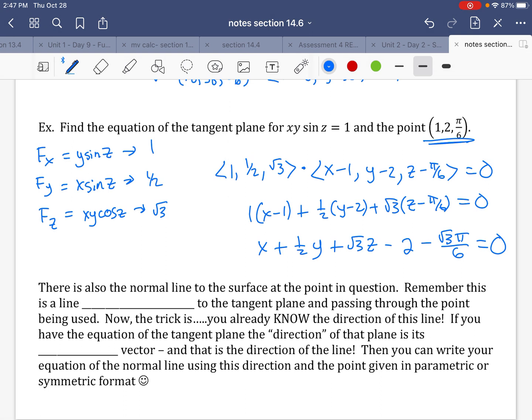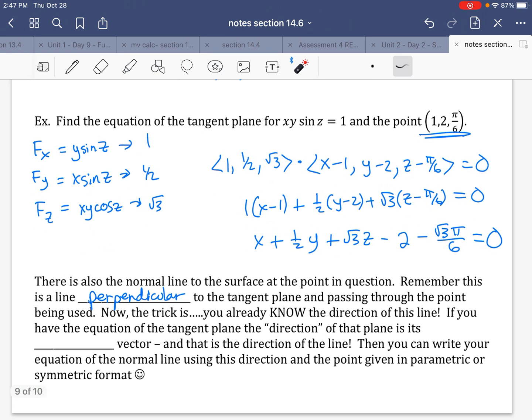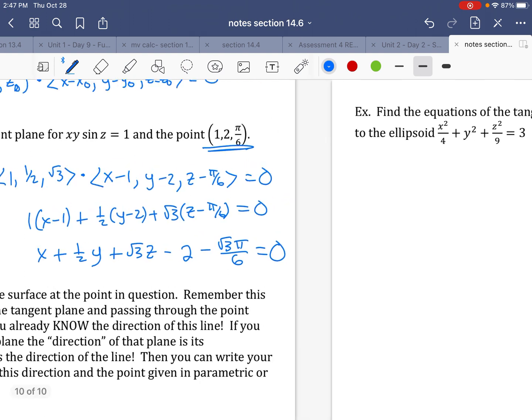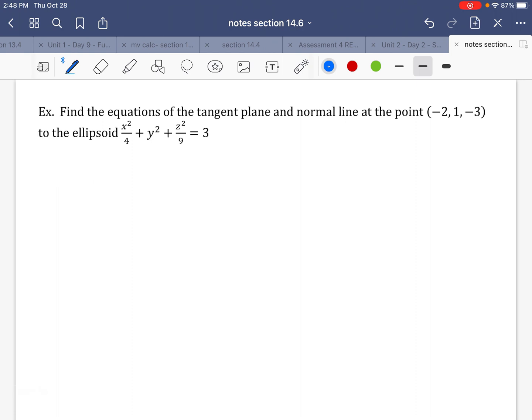All right, so there's also a normal line to the surface. Okay, so you have a tangent plane and a normal line. So remember, this is a line that is perpendicular to the tangent plane, passing through the point being used. Now the trick is you already literally know the direction of this line. It's this thing right here. It's the normal vector that you already know. It is del f. So that's great. If you have the equation of the tangent plane, the direction of that plane is its normal vector. So if you want a normal line, you just steal it from the plane equation.